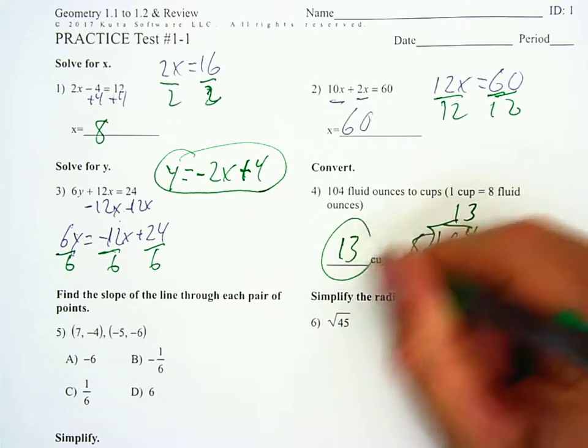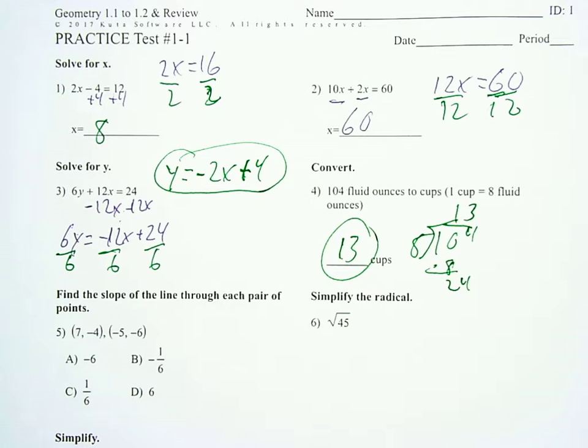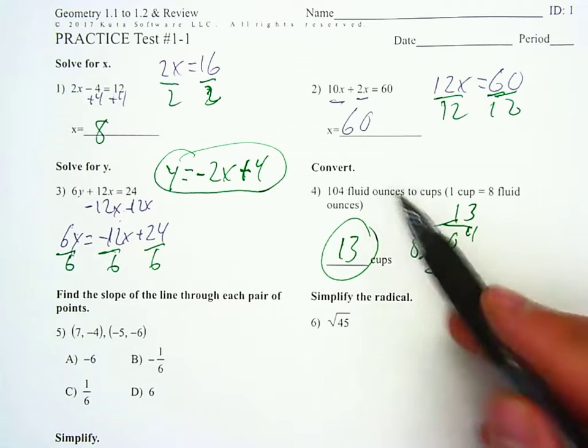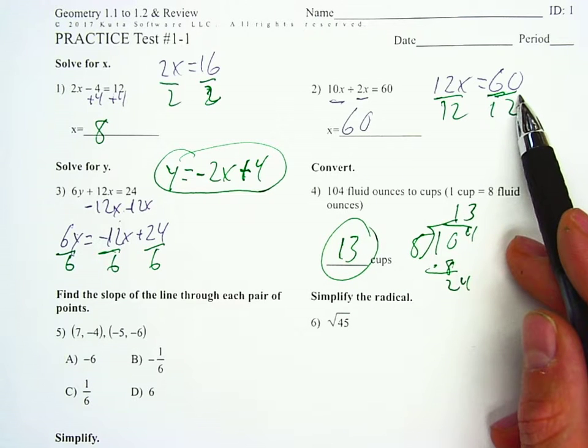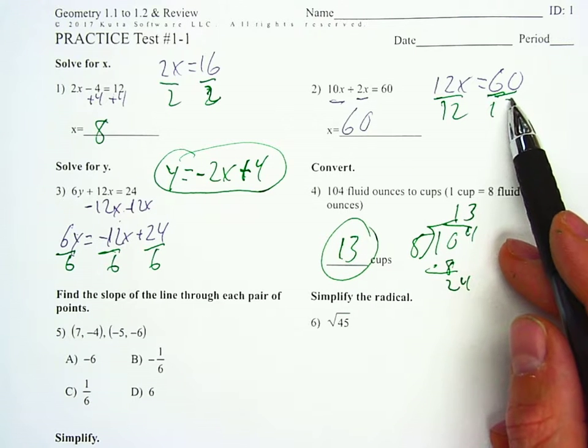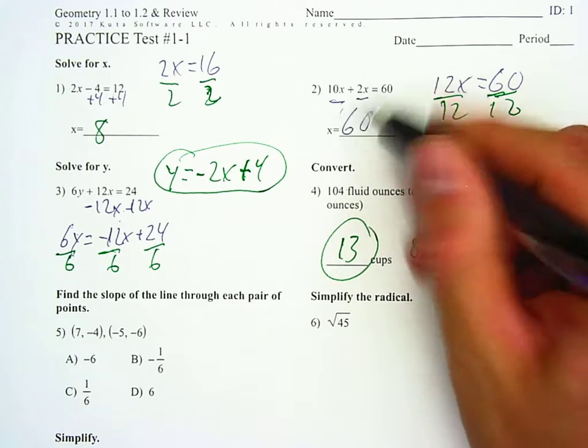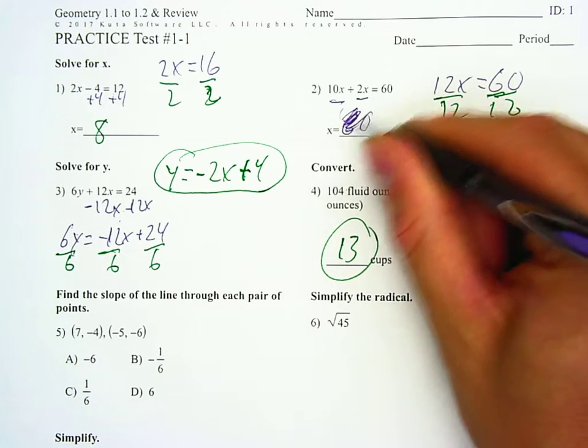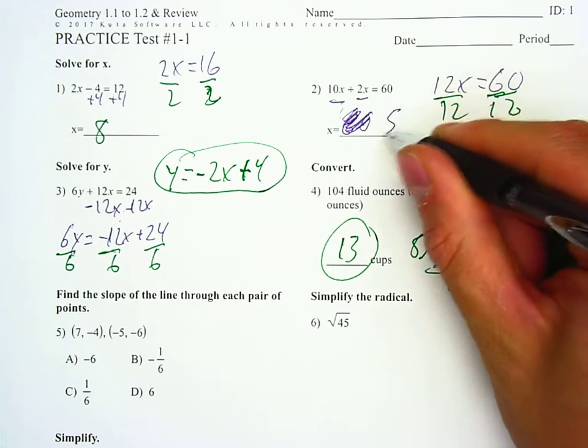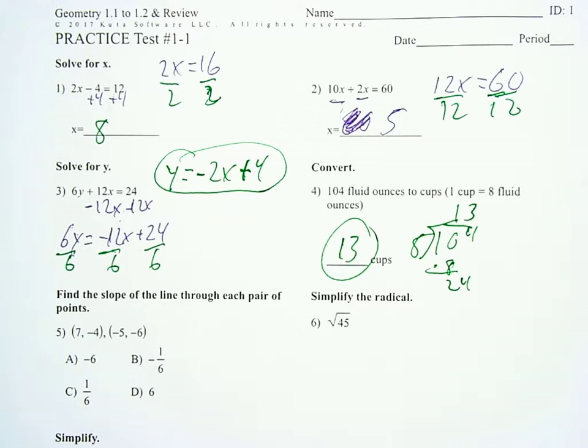Did you notice on question 2 I made a mistake? I do that on purpose often. I put 60 as my answer when we were talking about it being 5 here. So those of you paying attention, that's supposed to be a 5, like we discussed there. 60 divided by 12 is 5.